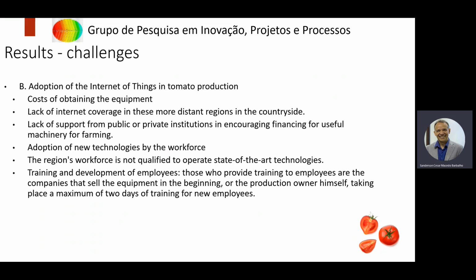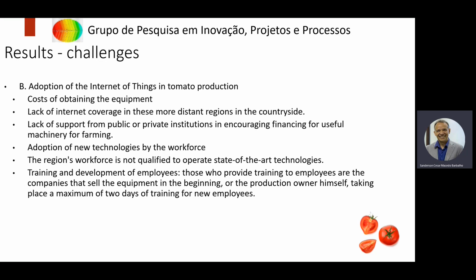Some challenges already happen for this kind of technology adoption. The main challenge is the cost and the lack of internet coverage in the more distant regions in the countryside, a large difficulty, and the lack of support from public or private institutions in encouraging financing for useful farming machinery. Many investments and support from funding are needed for adoption of new technologies by the workforce.